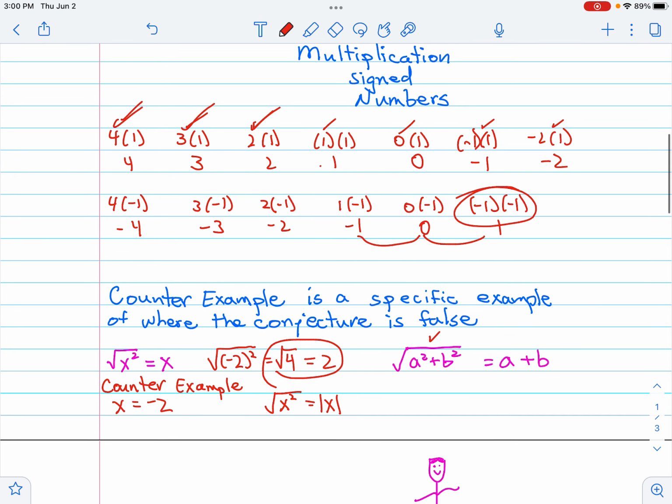Let's look at a counterexample. Let a equal 3, and let b equal 4. So 3 squared plus 4 squared is equal to 9 plus 16, that's 25. The square root of 25 is 5. Now, let's see if 3 plus 4 is equal to 5. 3 plus 4 is equal to 7, not 5. Those are not equal. So I used a counterexample to show that the square root of a squared plus b squared is not a plus b.